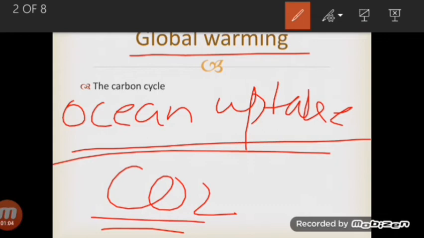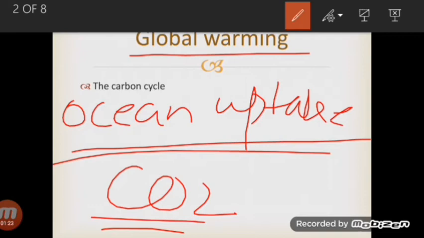And third is the melting of large quantities of ice in the North Pole and the South Pole. So this will cause ocean level to rise and flood low-lying countries such as the Netherlands. They will be destroyed totally.